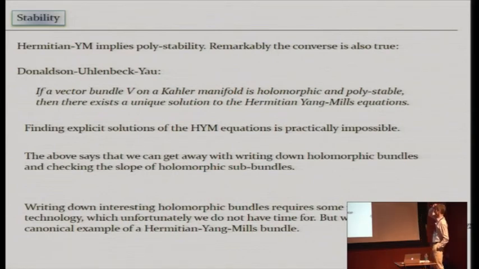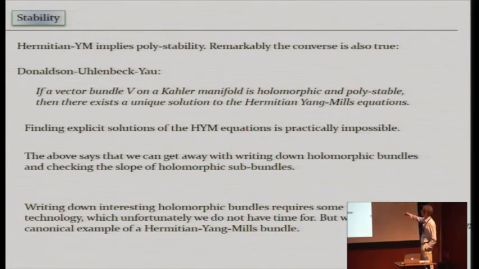In fact, Yau calls it one of the most difficult things he's ever done. So the statement is this: if you have a vector bundle V on a Kähler manifold, it's holomorphic and it is polystable. Remember, those were the necessary conditions for Hermitian-Mills. And the converse is also true. There exists a unique solution to the Hermitian-Mills equations, unique up to conventional gauge transformations.